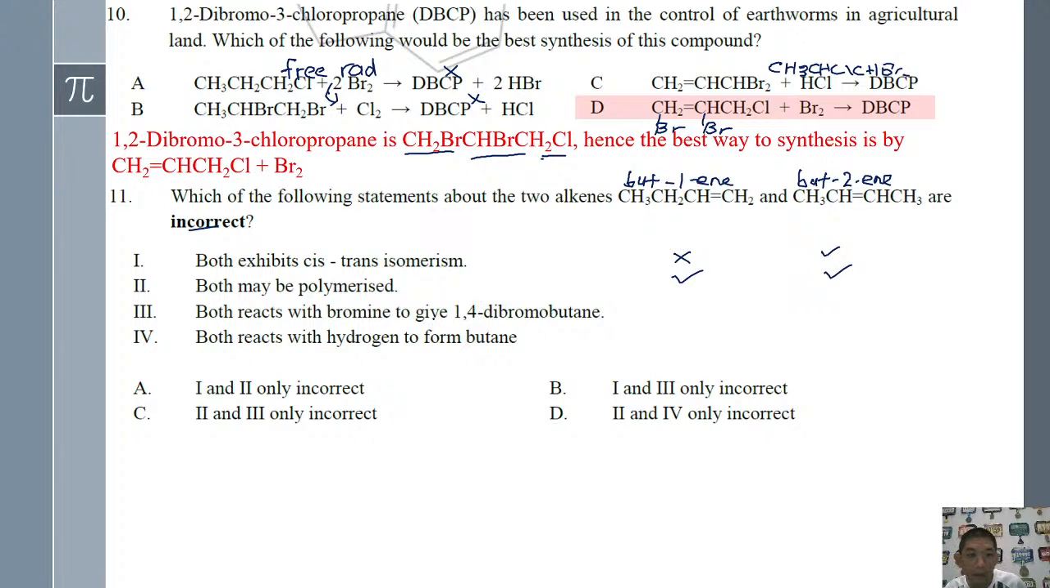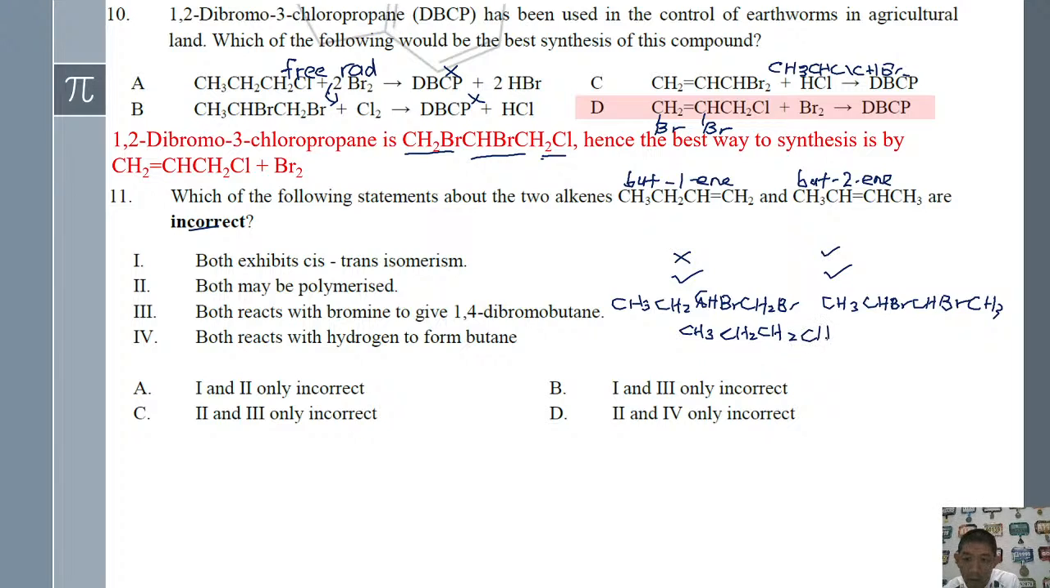Both react with bromine to give 1,4-dibromobutane, which is not correct. In the first one, what is the expected product? You form CH3, CH2, CHBr, CH2Br. And for the second, CH3, CHBr, CHBr, CH3. This is the expected product. And finally both react with hydrogen to form butane, which is correct. So both of them at the end of the day will form the same butane.